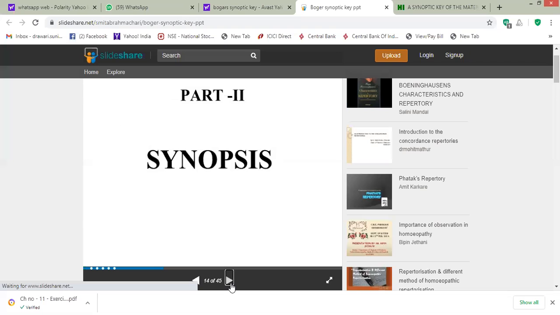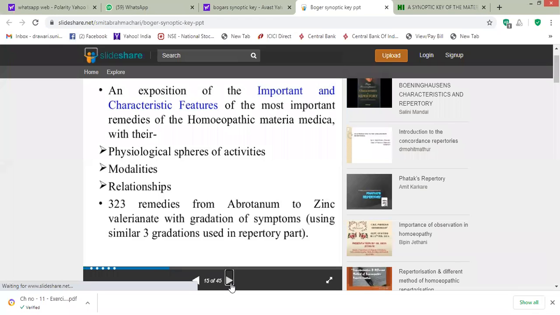Then part second, that is synopsis. In this part, the exposition of the important and characteristic features of the most important remedies of homeopathic materia medica is given. It is the materia medica part, and in this part the remedies are given with their physiological sphere of action, sphere of activities, then modalities and relationship. About 323 remedies are discussed in this part, and they are arranged alphabetically.